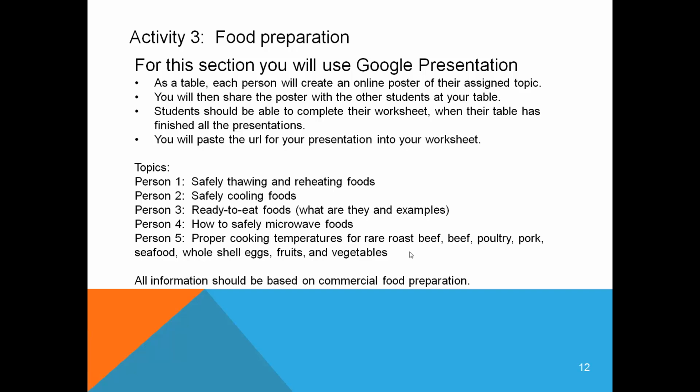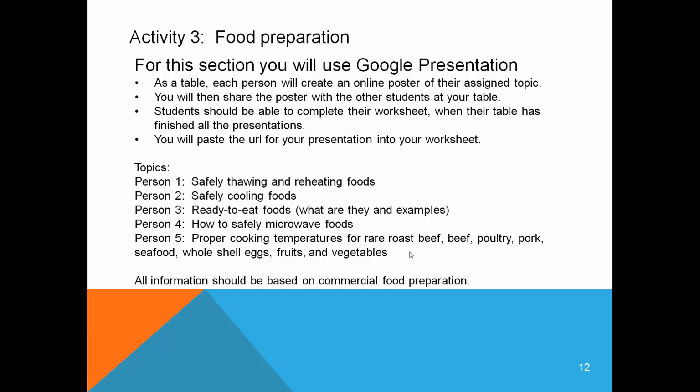The first person at your table is going to do safely thawing and reheating foods. The second person will do safely cooling foods. The third person is going to do ready-to-eat foods: what is a ready-to-eat food, and give examples. The fourth person is going to do how to safely microwave food. And if there are 5 people at your table, the 5th person is going to look up the proper cooking temperatures for all of those foods.